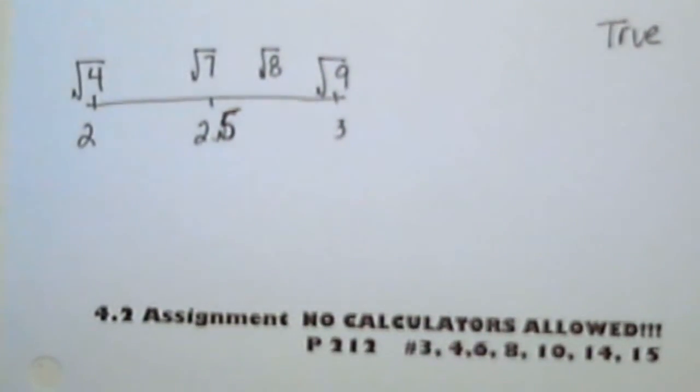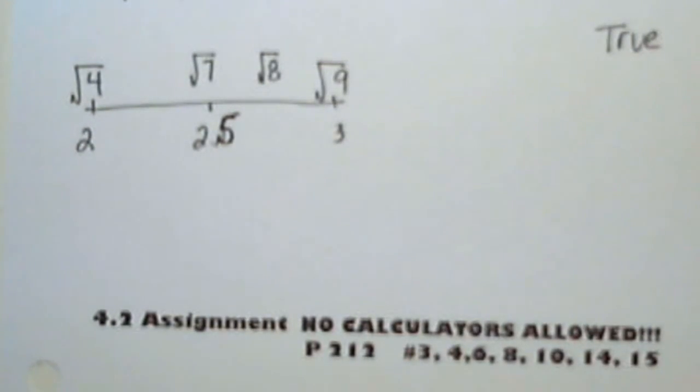All right, your assignment for 4.2 is at the bottom. Again, no calculators are allowed unless it specifies you need to use a calculator, and you're going to use that table on page 1.